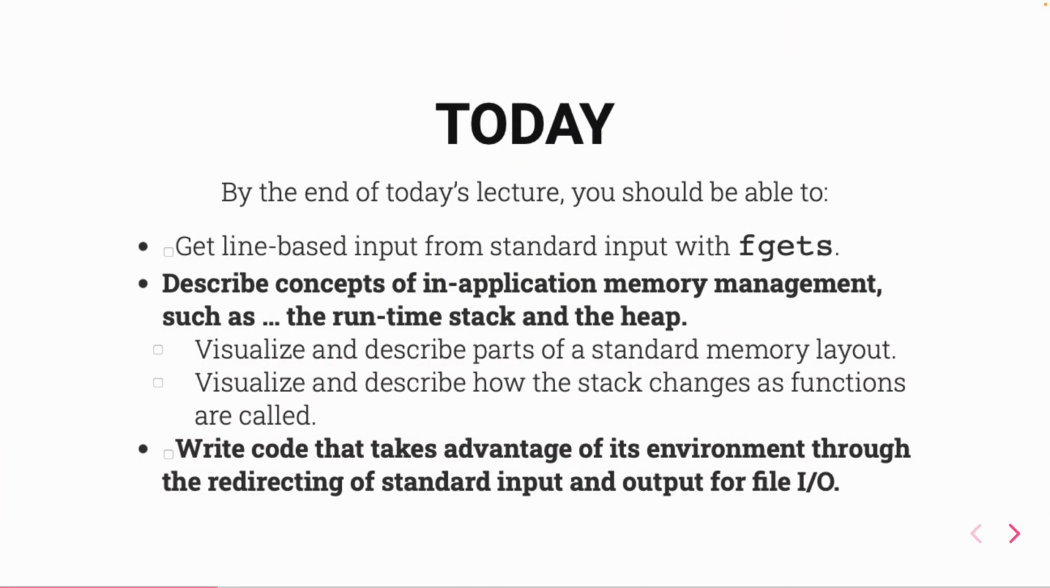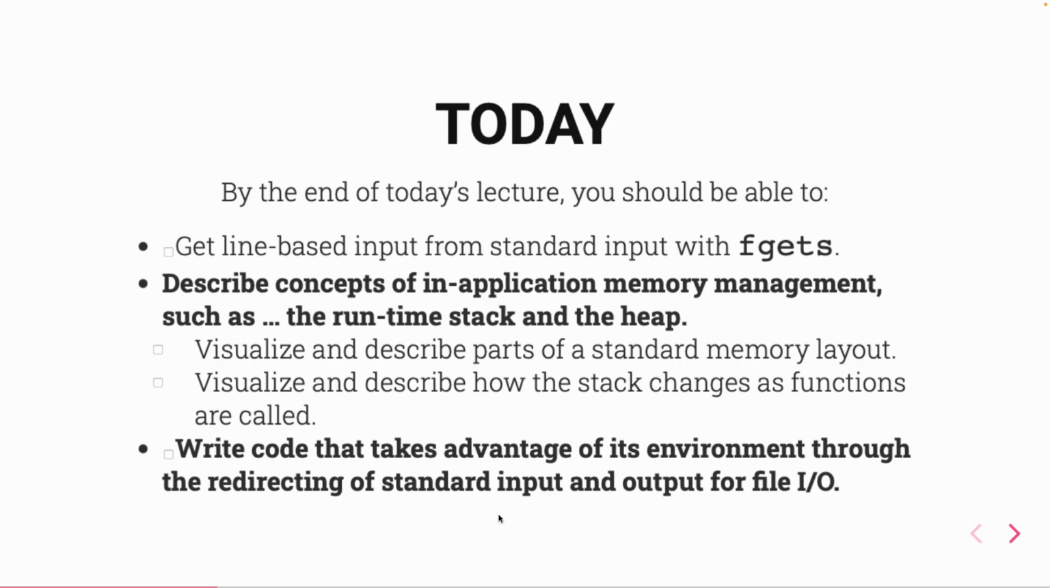So let's see where we were at. Yesterday, we skipped ahead to writing code that takes advantage of its environment through redirecting standard input and output. That let us use files for input and output, particularly using a file as input in question 2 of assignment 1, without rewriting our code from what was made to use keyboard input. We also talked about the memory layout of a typical program. And of course, we used fgets alongside that last learning outcome.